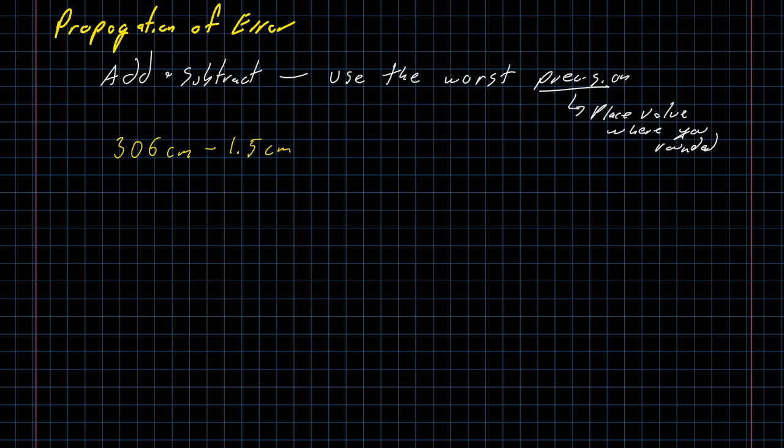So, for example, let's say that we have something that is relatively large, 306 centimeters. That's just over 3 meters, or in the ballpark of 10 feet. Measuring something that large is somewhat difficult. You have to use a cumbersome device, and you're not going to get that much precision. In this case, we've got precision to the nearest centimeter. And then we're going to shave a little bit off of one end. We're going to shave off specifically 1.5 centimeters.